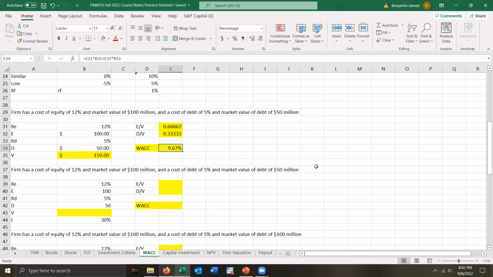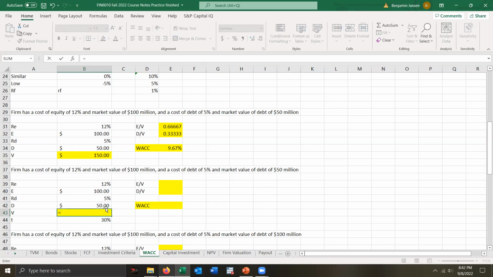All right, let's see what happens now if we add in a tax rate. Right, so remember, interest is tax deductible. It reduces our taxable income. So because of that, we're in practice going to be adjusting for our tax rate here. Right, but other than that, it's going to be functioning the same exact way. So we get the total value of the firm, 150 million. We get our weight.